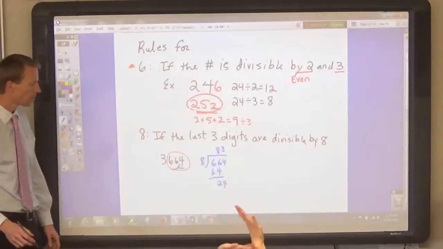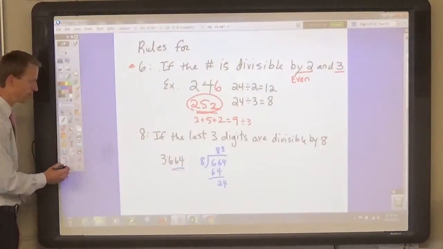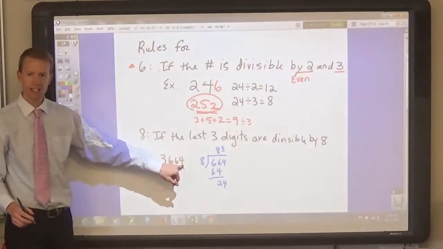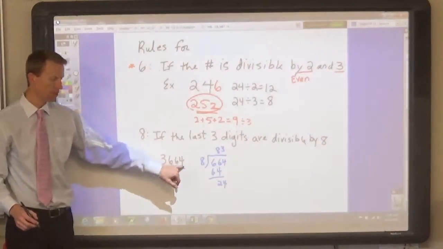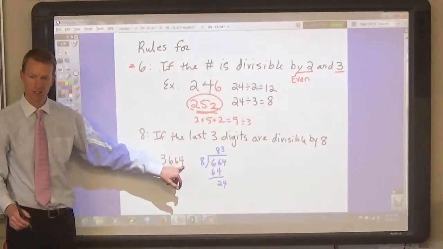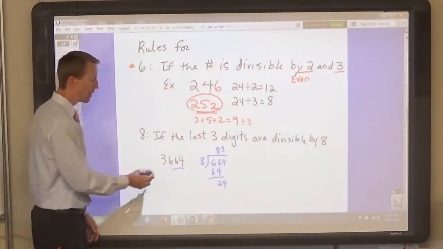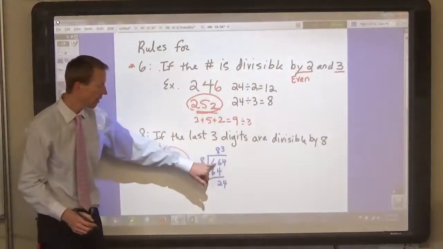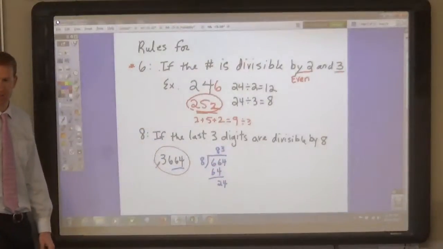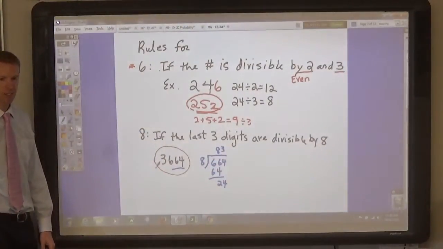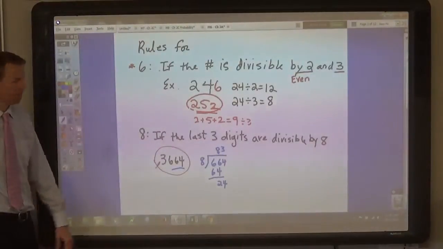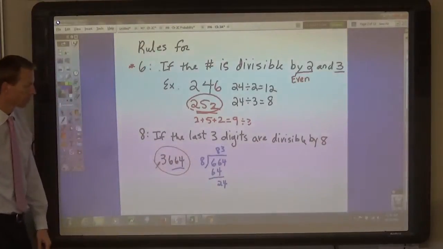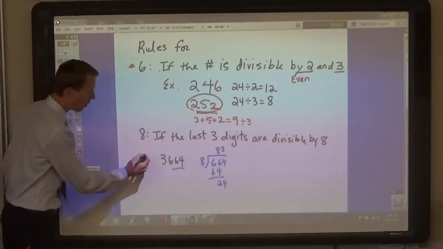So, look at this number, 3,664. The last three digits are 664, right? So, we can check this whole number to see if it is divisible by 8 by just checking 664. Is that divisible by 8? Yep. See, we did the math. And it's 83. So, what about this number?